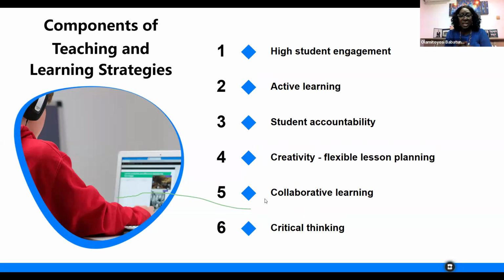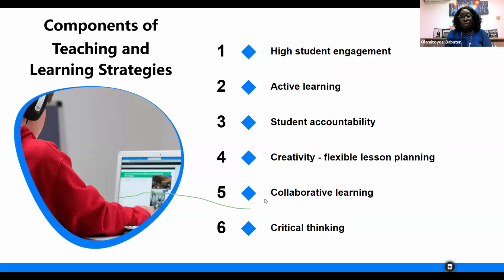Number one, high student engagement. Are you still doing a lot of talking in your classroom? If you are, then it means your student engagement will be poor, right? You need to ensure that you plan your lesson in such a way that you're getting regular feedback from your learners, from your students. Give them the opportunity to talk.